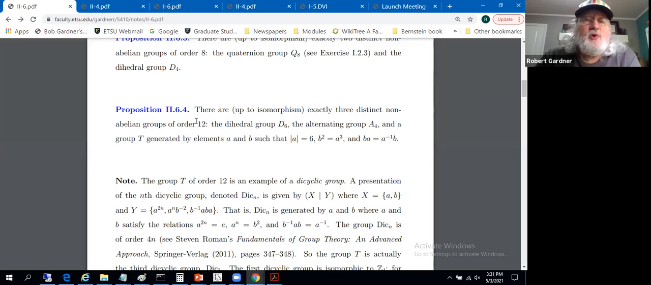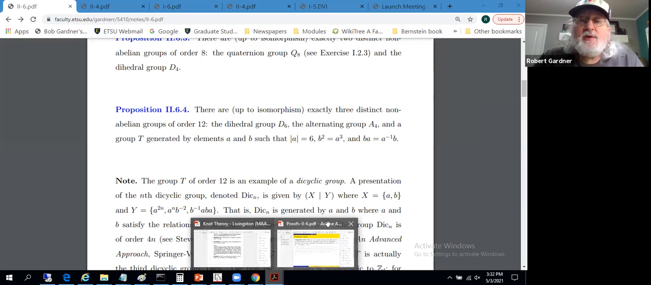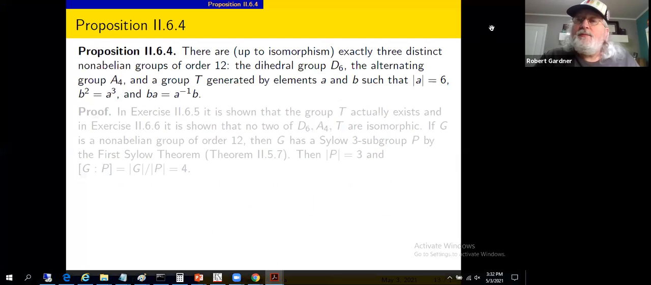Proposition 2.6.4 claims that there are exactly three non-abelian groups of order 12. So let's take a look at the proof of that. Specifically, the claim is there are, up to isomorphism, exactly three distinct non-abelian groups of order 12: the dihedral group D6, the alternating group A4, and a group T generated by two elements A and B. Element A has order 6. A and B are related like this, and there's another little relationship. So there are the relations. This gives a presentation of this group, capital T.